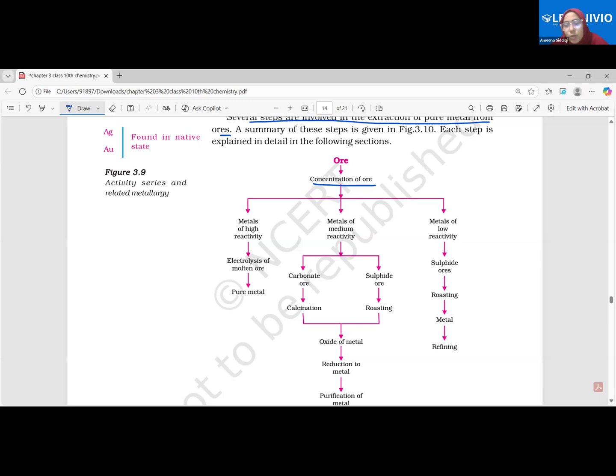Now, for different metals, we will use different methods: metals of high reactivity, metals of medium reactivity, metals of low reactivity. For the most reactive we go through the electrolysis of molten ore. Very important, molten ore. Why are we using molten ore? Because it is in the molten state that the ore behaves like ions which will conduct electricity. They will be mobile. If they are in the solid form, the electric current will not be passed.